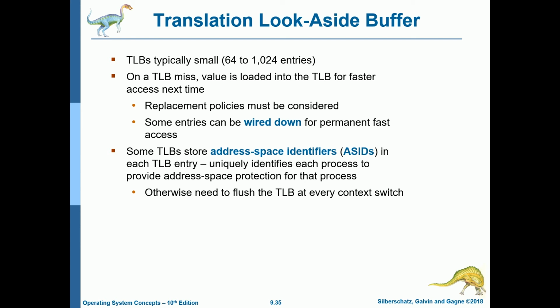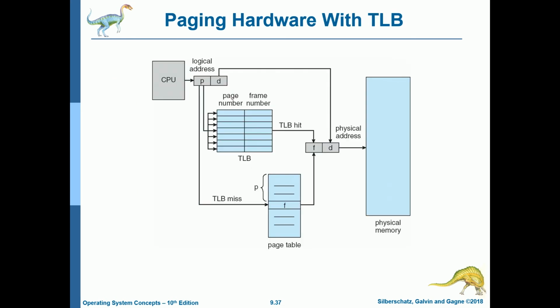If the page number is not in the TLB, this is known as a TLB miss. The address translation proceeds following the steps illustrated here, where a memory reference to the page table must be made. When a frame number is obtained, we can then use that to access the memory.